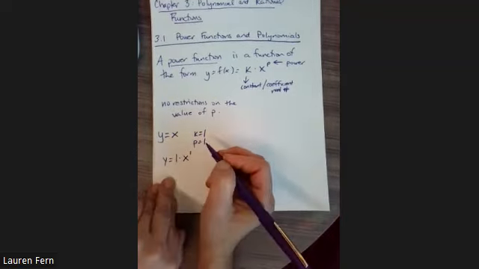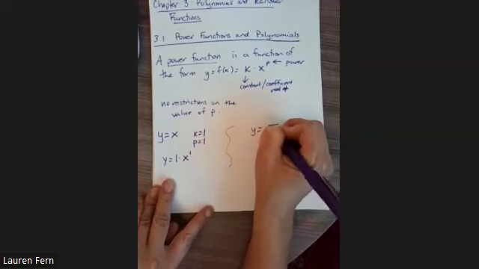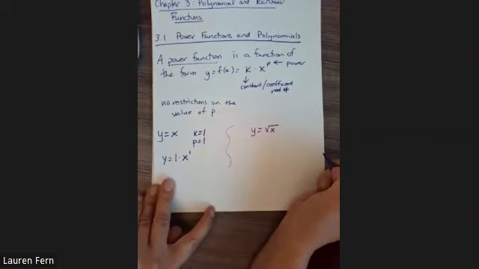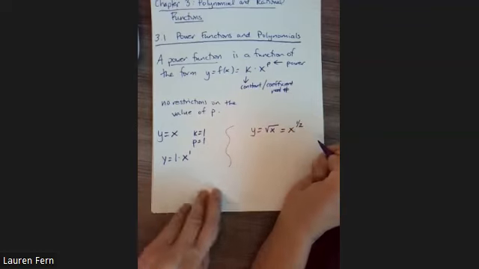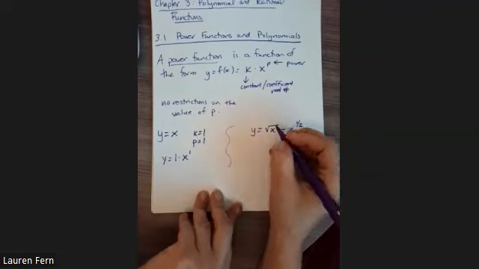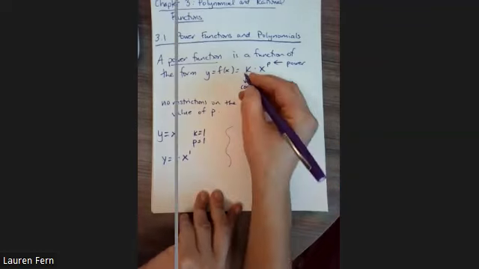Another example, y equals the square root of x is an example of a power function. We can rewrite that as x to the 1/2 power. And then in this case, we would say, well, our number out in front, we don't have one. Therefore, by default, it's 1. And our power, p, is 1/2.